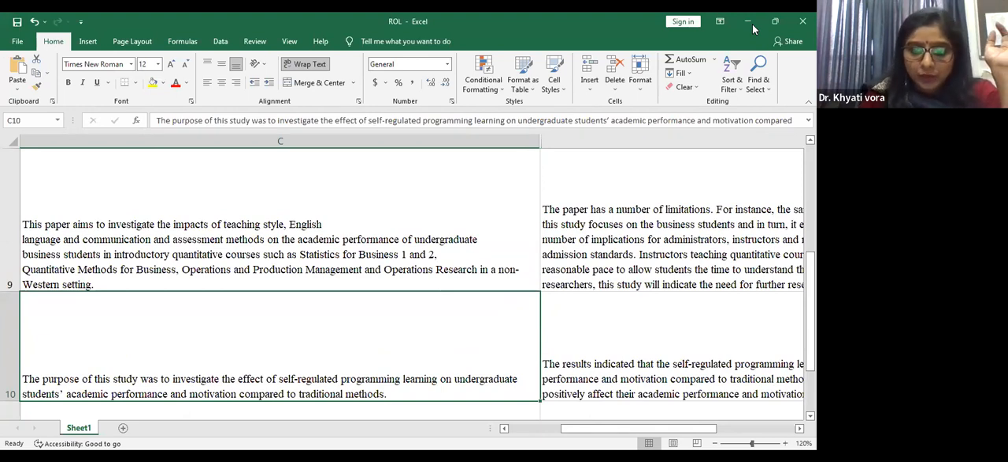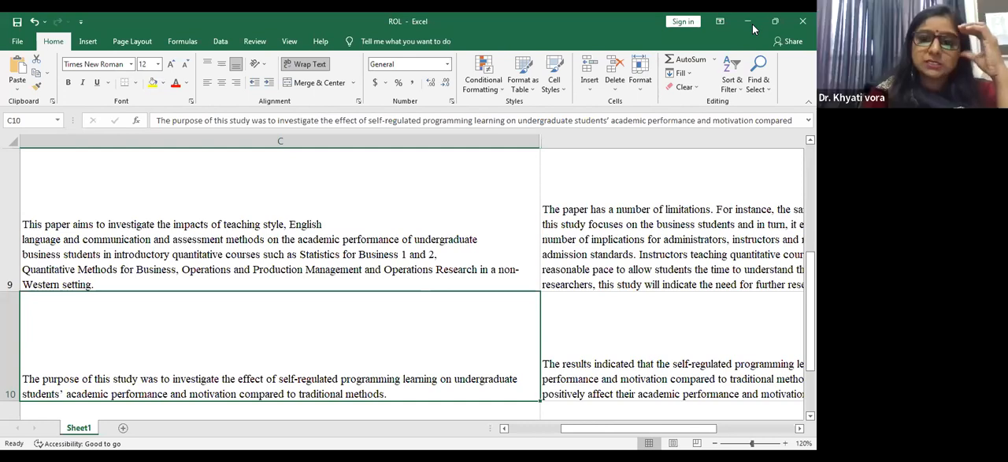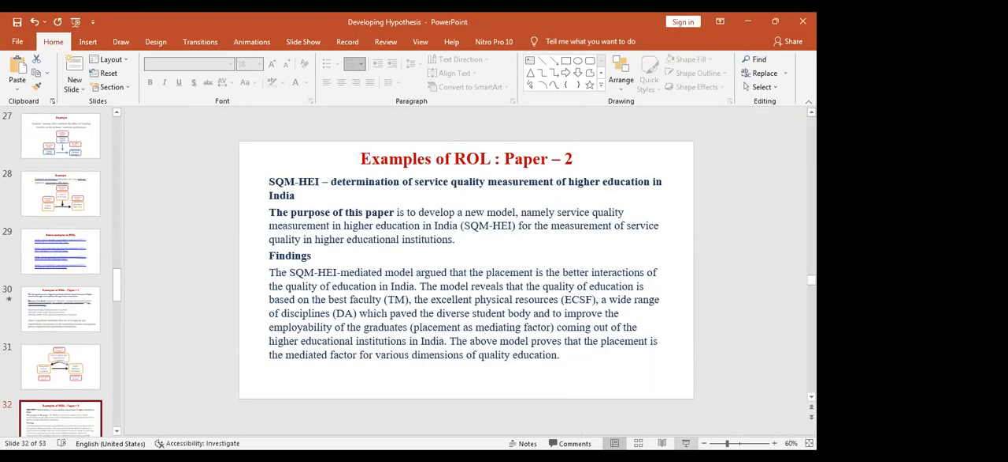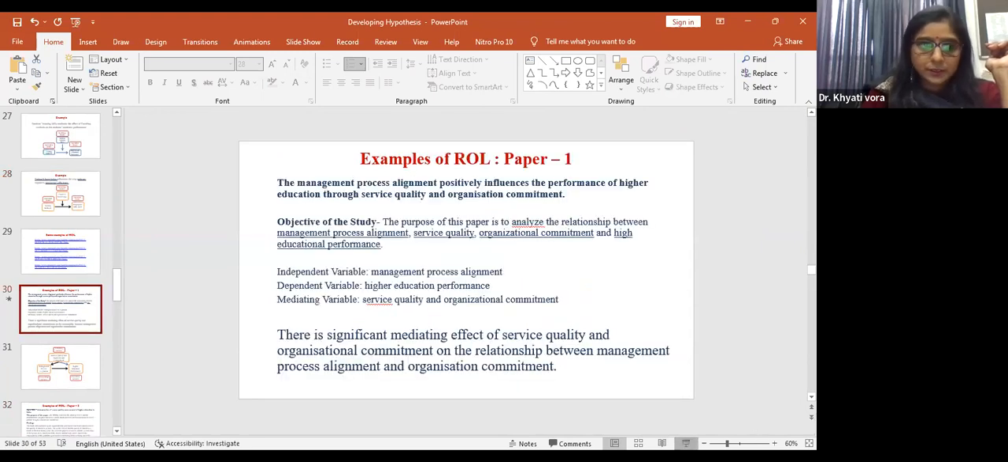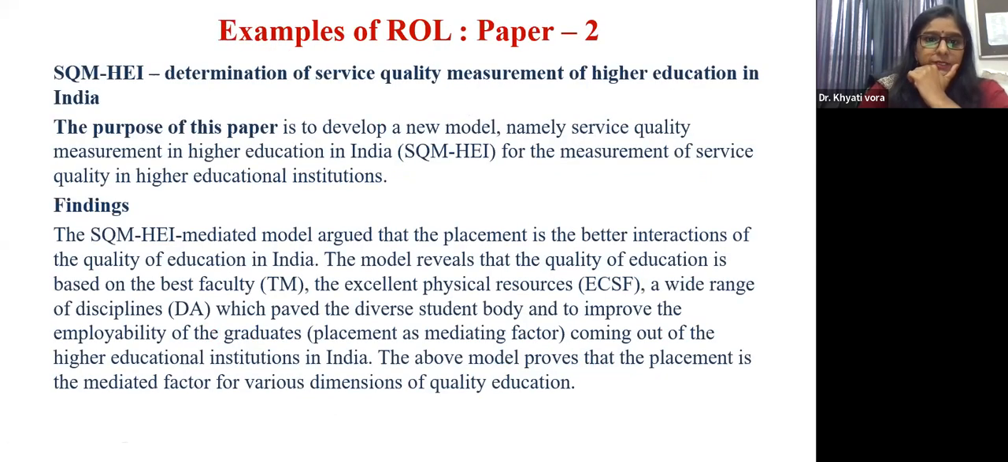We'll come back to our PPT now. Yes, ma'am, we can do that, surely. Okay, I'll share this Excel sheet with you all. Yes. I was at this. Okay. We did this. Variables are done. Okay.